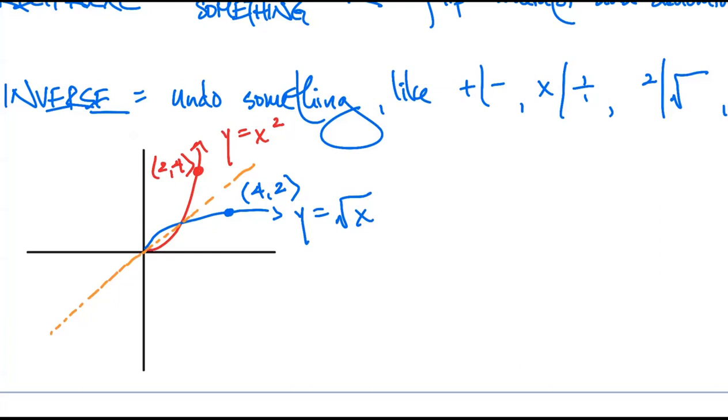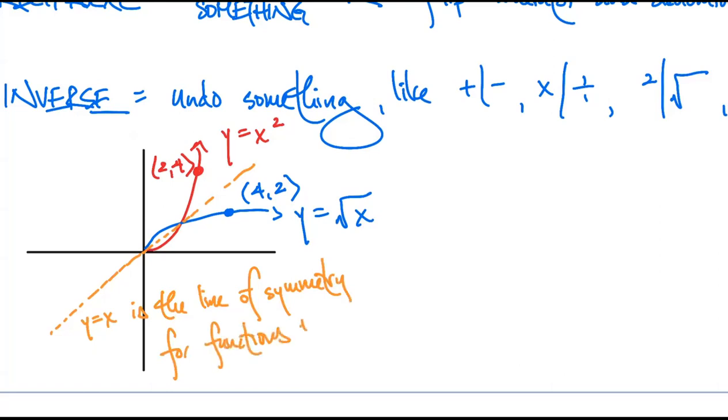By the way, what is that line? Okay, so y equals x is the line of symmetry for functions and their inverse function.